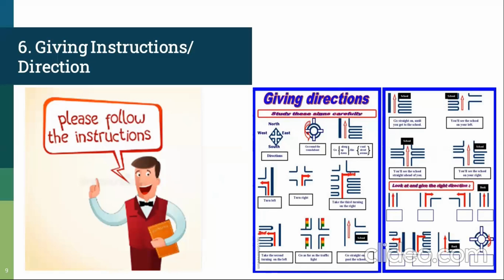Then how to give directions. These are all the day-to-day usage of English speaking skills. If someone asks you how to reach from point A to point B, or from your college to Majestic or to the railway station, how would you guide them? That's what you are going to learn in this chapter, how to give instructions and how to direct somebody.